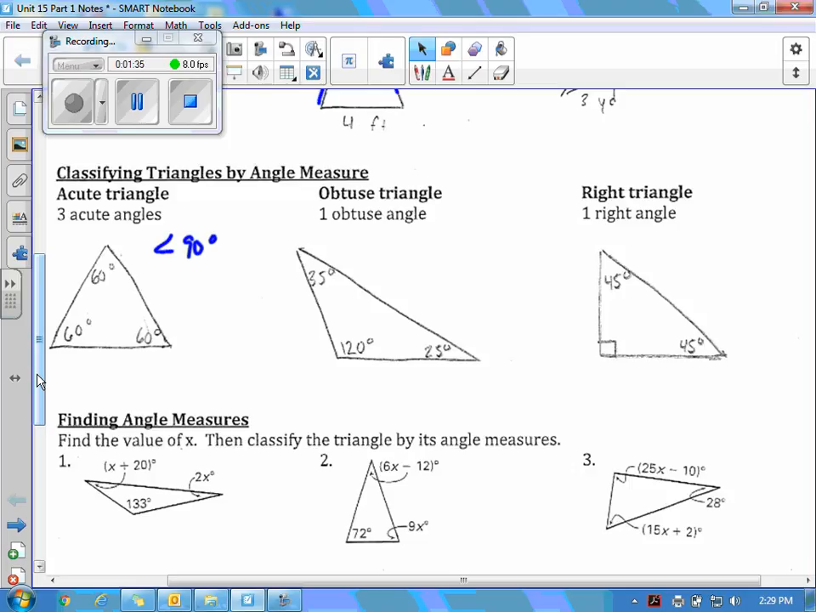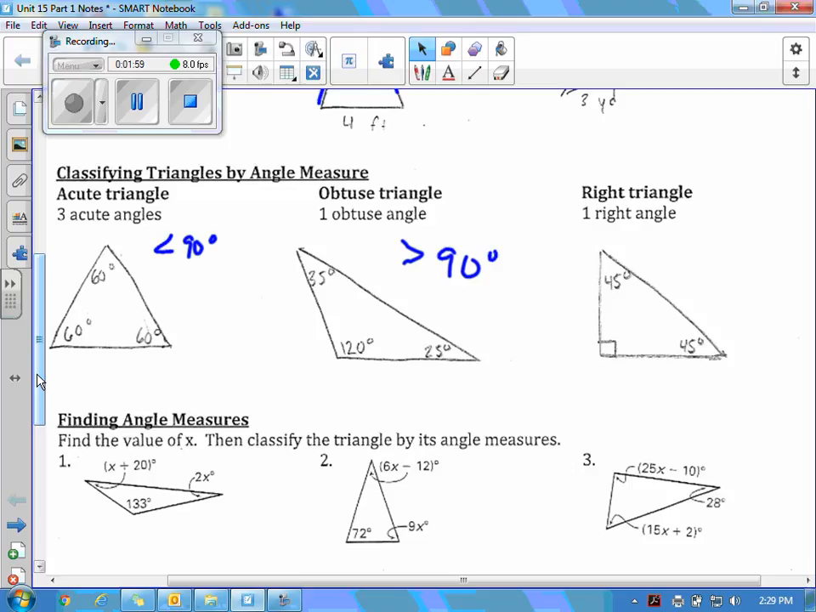So the next one is an obtuse triangle. An obtuse triangle has 1 obtuse angle. Obtuse means greater than 90 degrees. Now, if you think about it, a triangle adds up to 180 degrees. The 3 angles add up to 180 degrees. And you have to have 3 angles. So you can only have 1 obtuse angle. You can only have 1 angle that's more than 90 degrees. If you have 2 angles that were more than 90 degrees, it has to be a different shape.